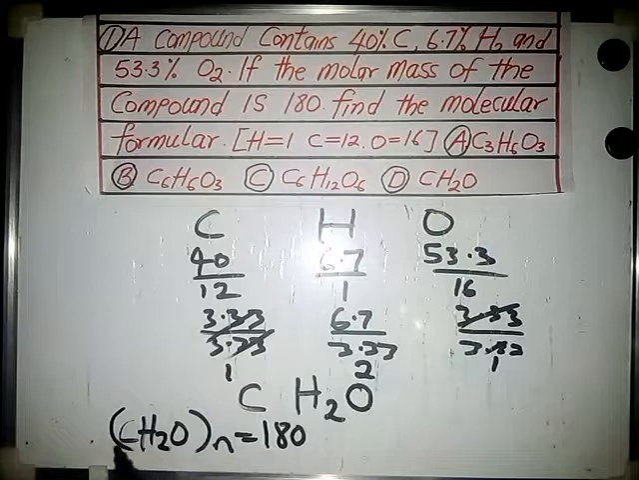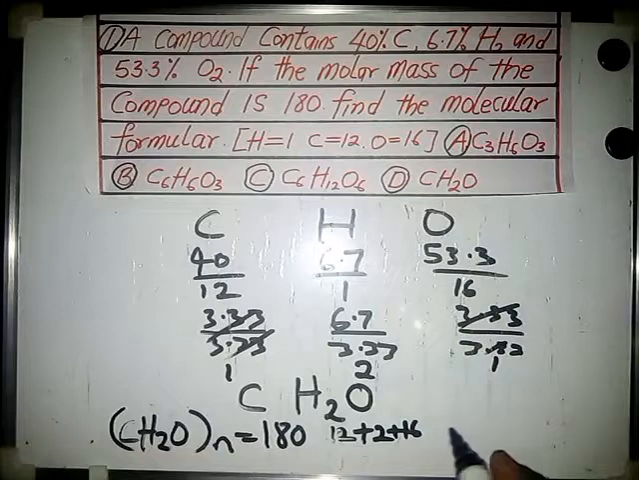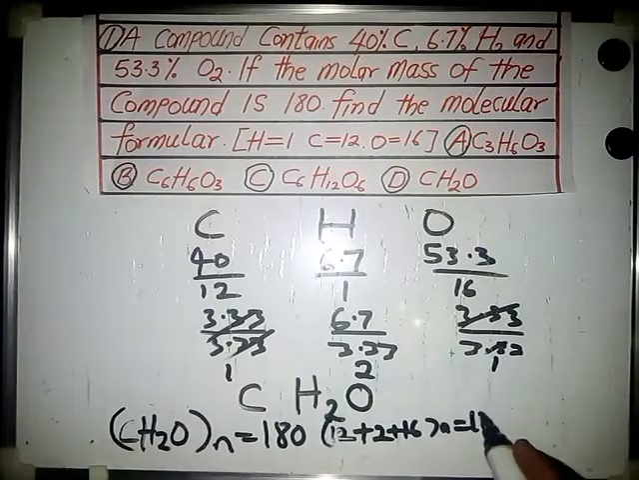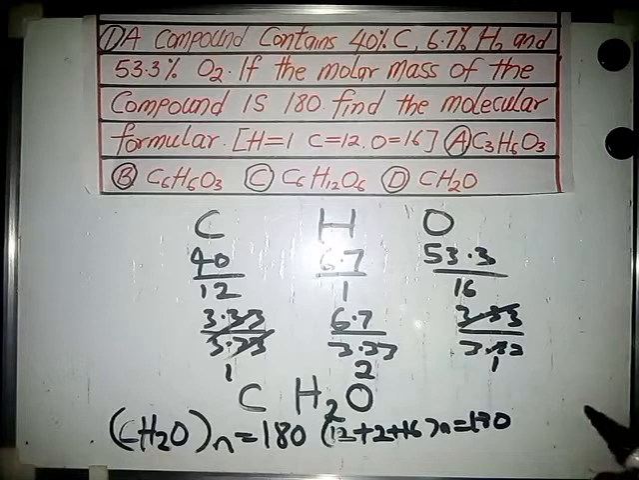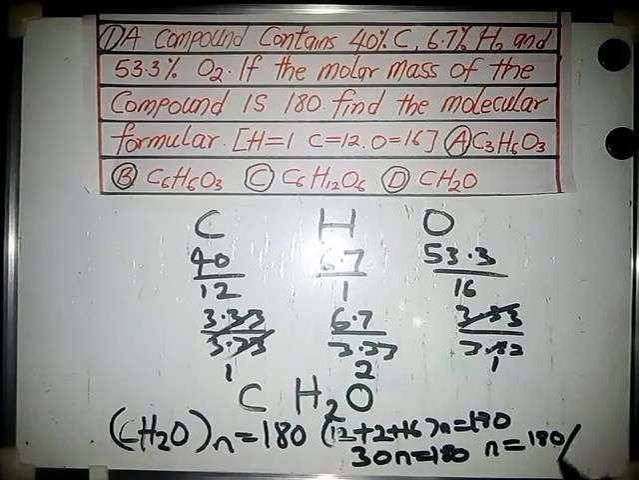So what you do here, we already know that C is 12, H is 1, O is 16. So I'll put those values inside here. I'll get something like this: 12 plus 2 times 1 is 2, plus 16, times n equals 180. Don't mind my space, just want to manage it. So from here, you add everything inside here, you're getting 30. 30n equals 180. n is 180 over 30. When you do that, you get 6.